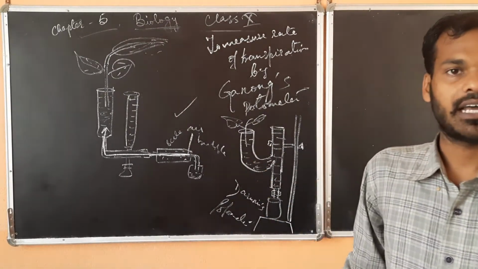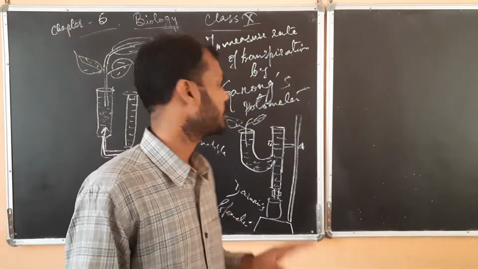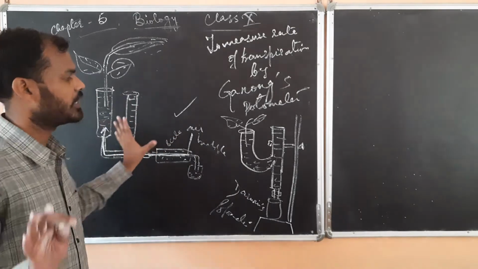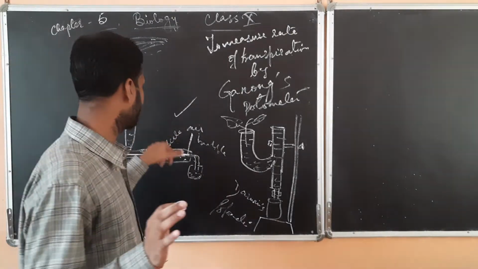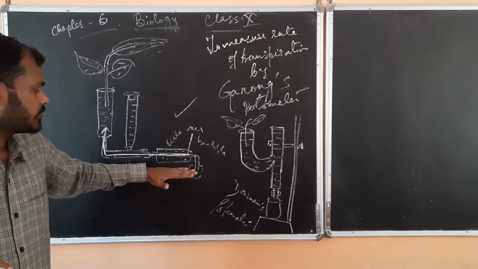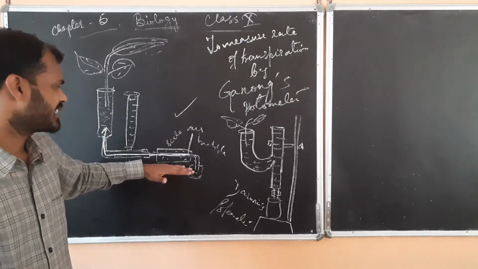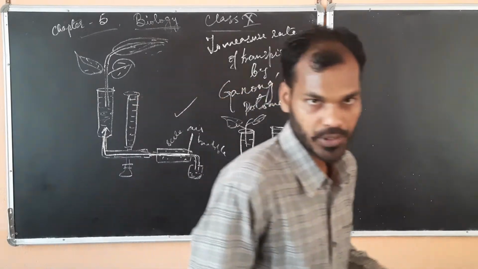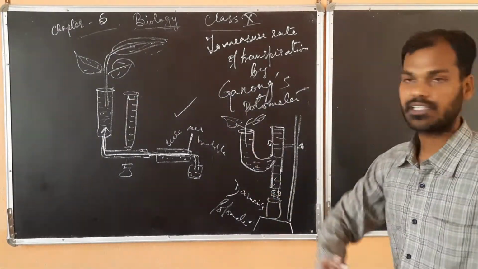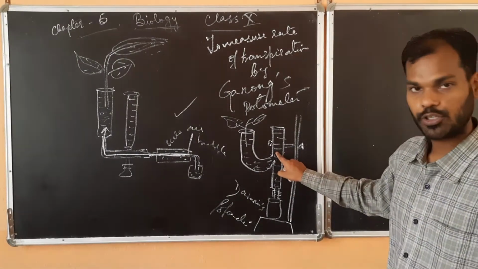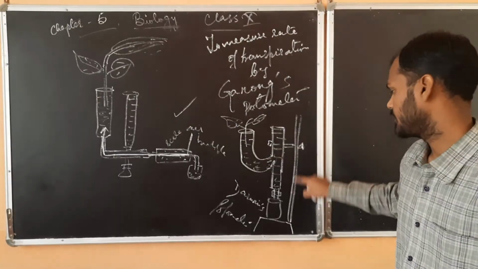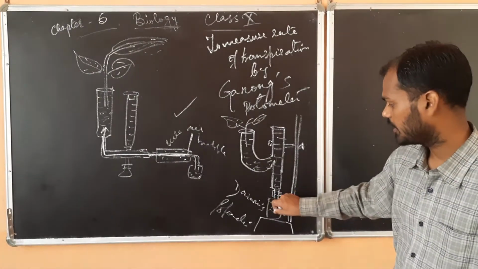Now another one is Darwin's photometer. In Darwin's photometer we are doing the same thing. All the basic things are the same. The only difference is that you had a horizontal scale in the Ganong photometer, but in Darwin's photometer you have a vertical scale over here. Rest everything is the same. This cylinder is also there, another tube where you have to put the twig is also there, and then it is also connected to the water chamber here.